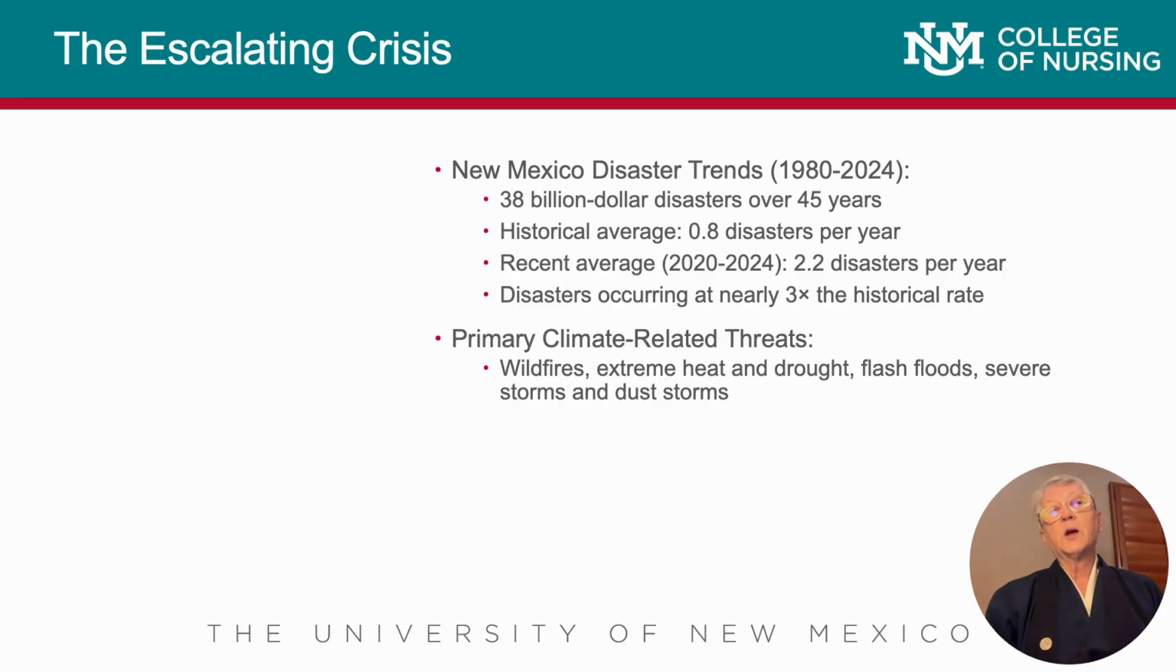Let me give you some concrete data about what's happening right here in New Mexico. Between 1980 and 2024, New Mexico experienced 38 billion-dollar disasters over 45 years. The historical average was 0.8 disasters per year. But look at what's happened recently. Between 2000 and 2024, the average jumped to 2.2 disasters per year. That's nearly 3 times the historical rate.